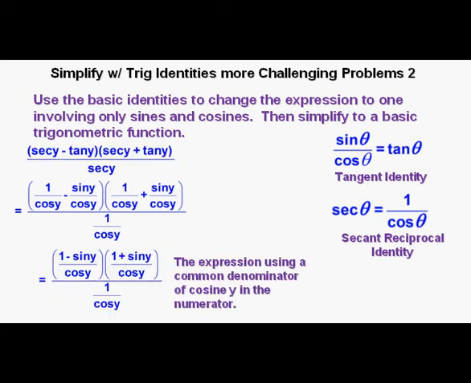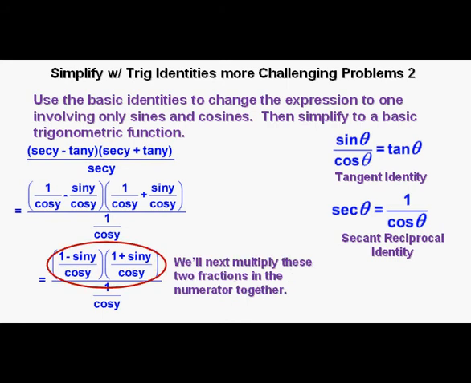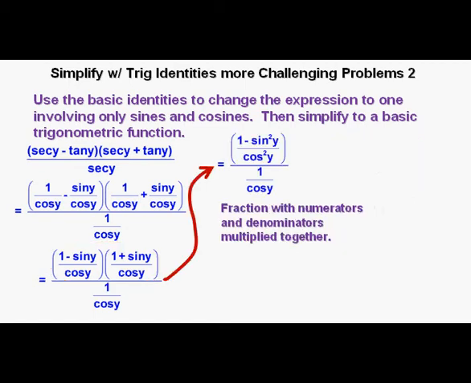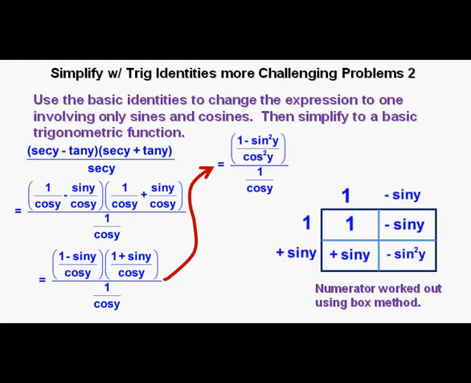Now we'll rewrite the expression using that common denominator of cosine y in each of the factors in the numerator. We now have quantity 1 minus sine y over cosine y times quantity 1 plus sine y over cosine y, all over 1 over cosine y. Next, we'll multiply these 2 fractions in the numerator together. As a result of this multiplication, we get 1 minus sine squared y over cosine squared y over 1 over cosine y. And we bring the work up to the top, starting the next column of work.